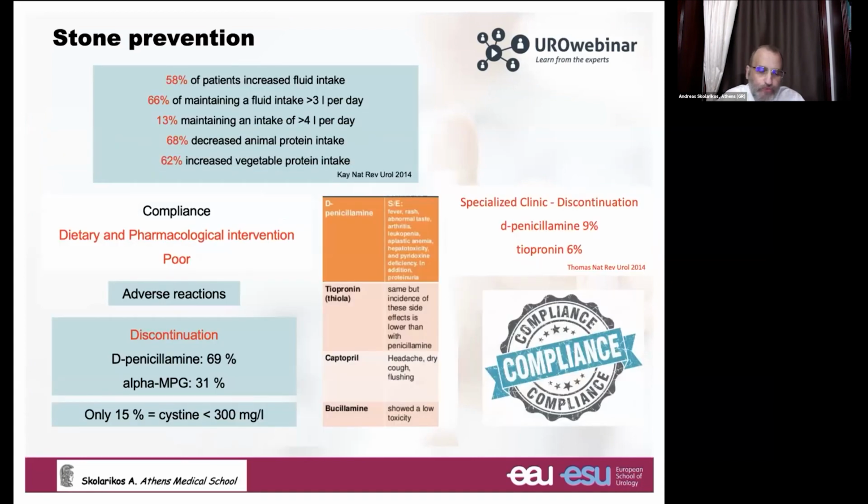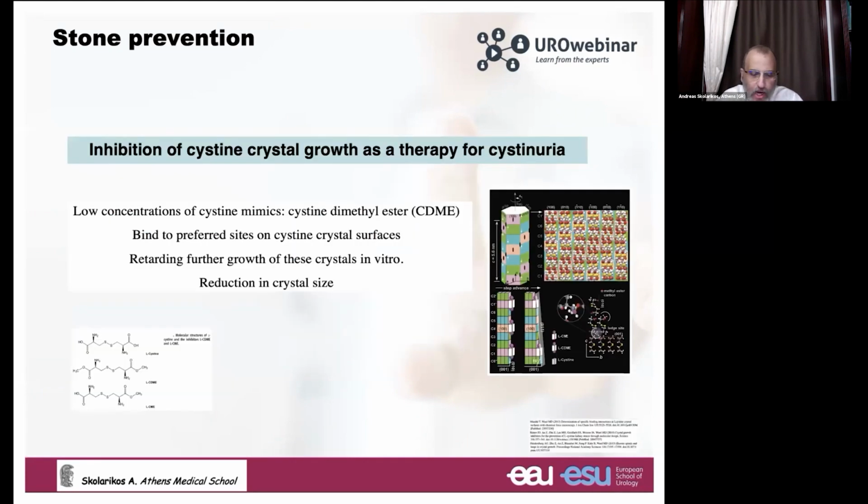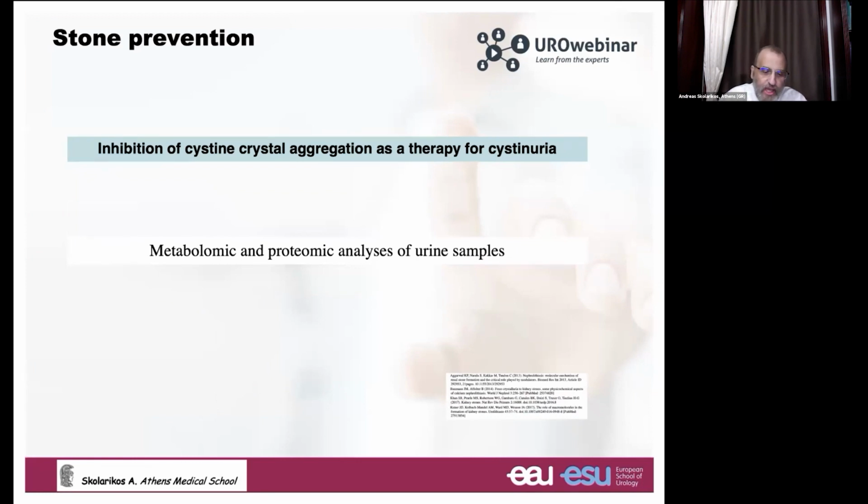Compliance in general in these patients is really problematic. Compliance to fluid intake and diet is moderate, while the long-term compliance to medication is less than 70%. Alpha-mercaptopropionylglycine, Thiola, thiopronin, shows a better profile, with discontinuation in only 30% of the patients in the long term. New drugs are in clinical trials for the moment, as are alternative experimental ways of treatment, which include crystal growth inhibition of cystinuria, crystal aggregation inhibition, or gene editing interference.